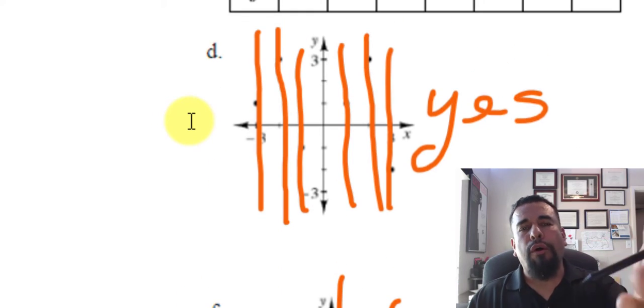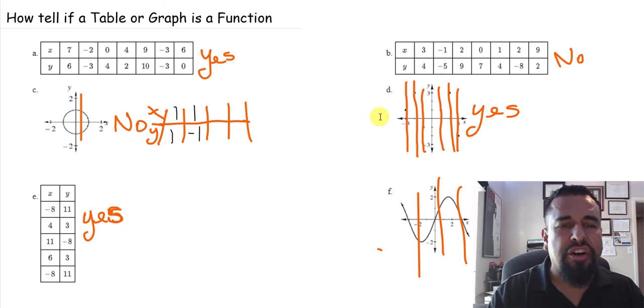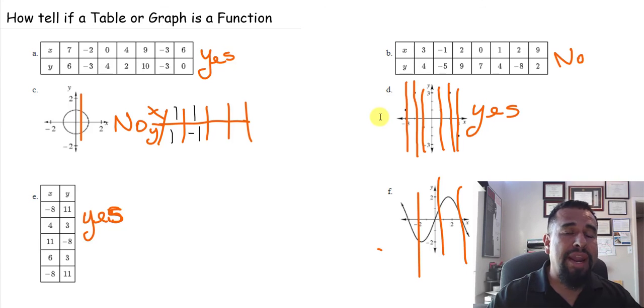All right, so hopefully you can tell now you can determine whether it's a function or not by looking at a table or a graph.